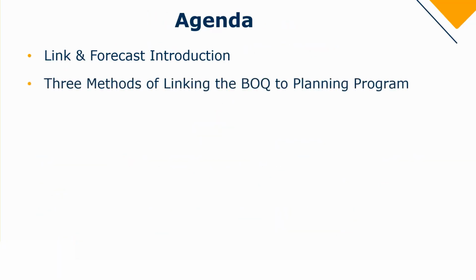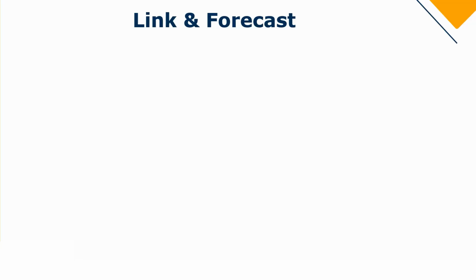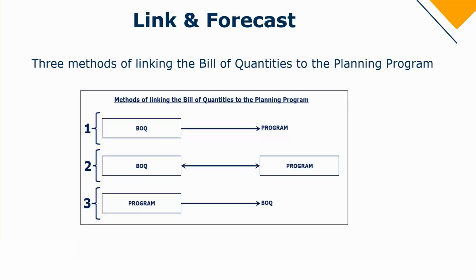Next, we are going to look at the 3 methods of linking the bill of quantities to the planning program. As I have mentioned, there are 3 methods. The first method is where we have a bill of quantities, and then we would use the bill items to create planning activities from the estimate. This process automatically links the bill items to activities, and although it is quick and fairly accurate, it is not the best method to use.